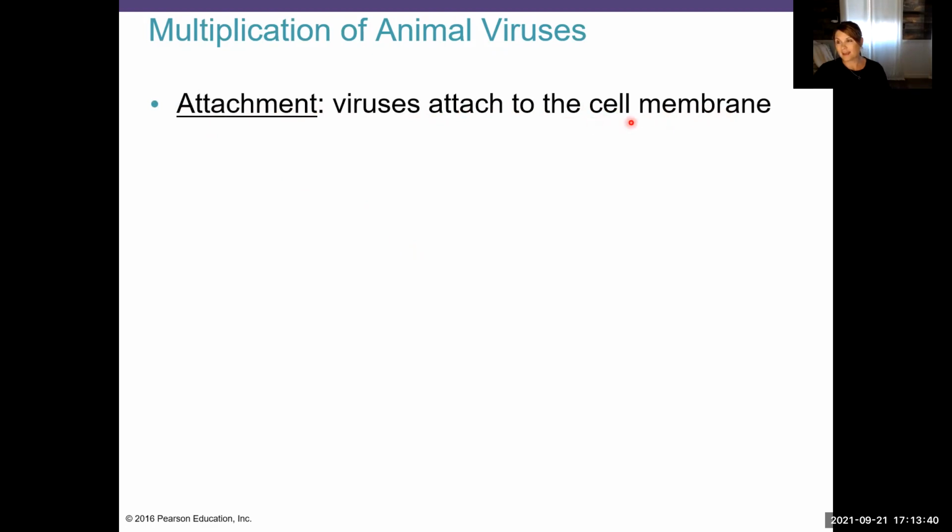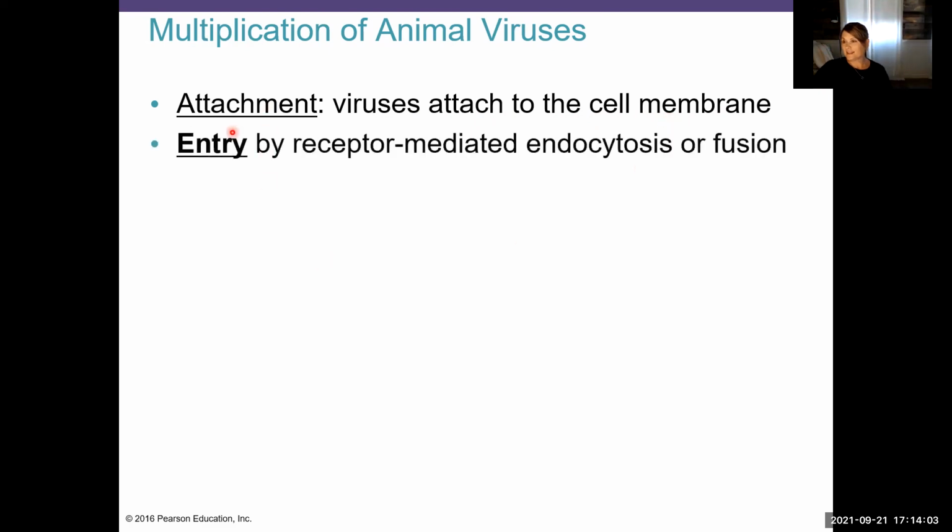Okay, so since we're talking about animal viruses, remember, they don't have a cell wall, so they just have a membrane. So that's what the virus is going to attach to. But it's the same idea. You're going to have some spike protein on the outside of the virus that's going to attach to a specific molecule or specific receptor on the host cell. Okay, then it needs to get inside.